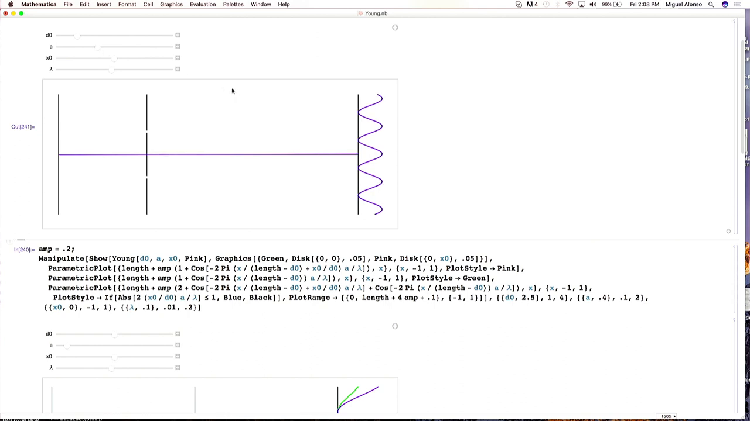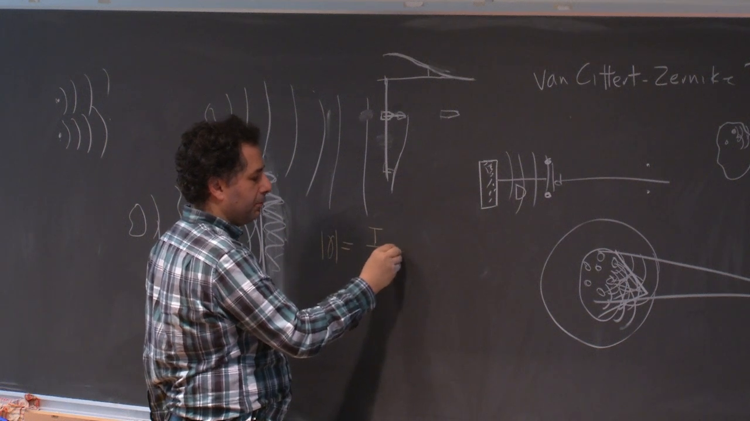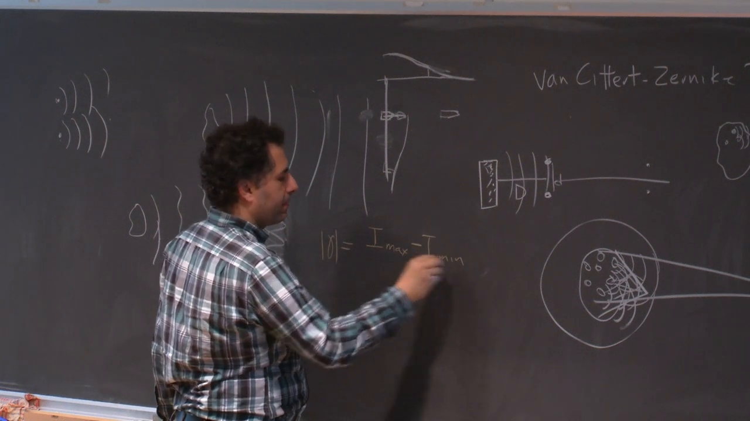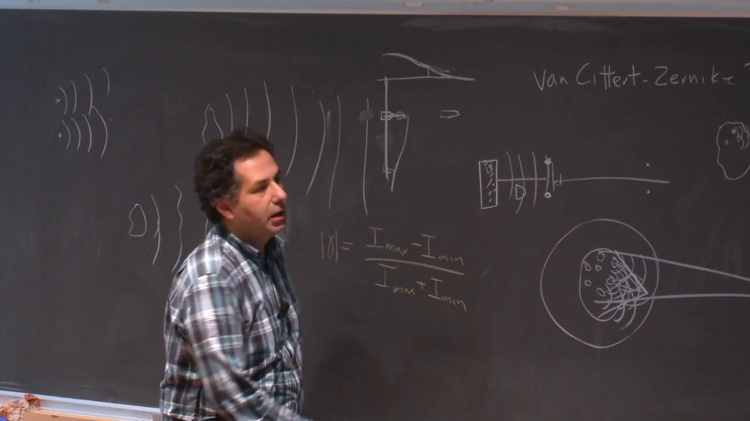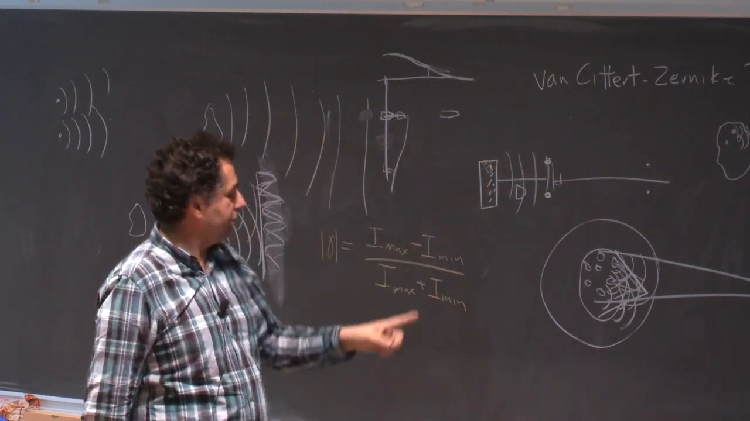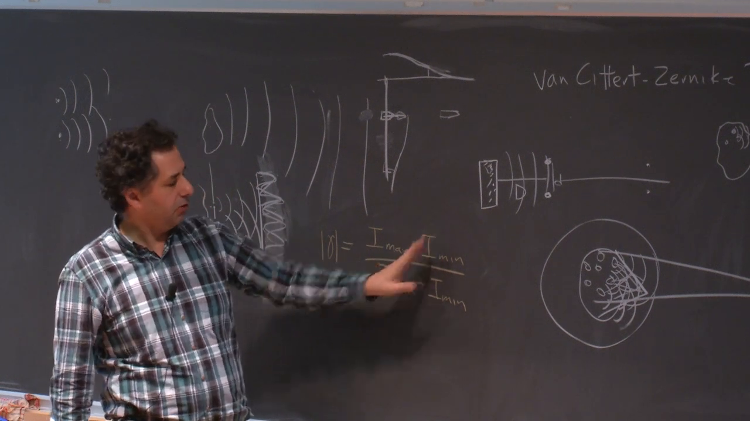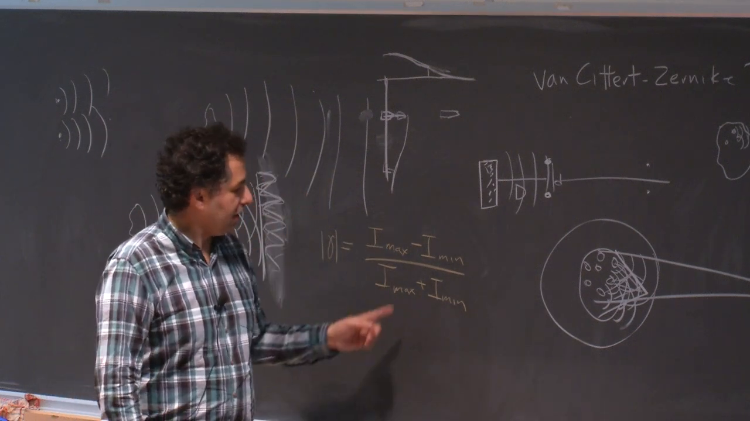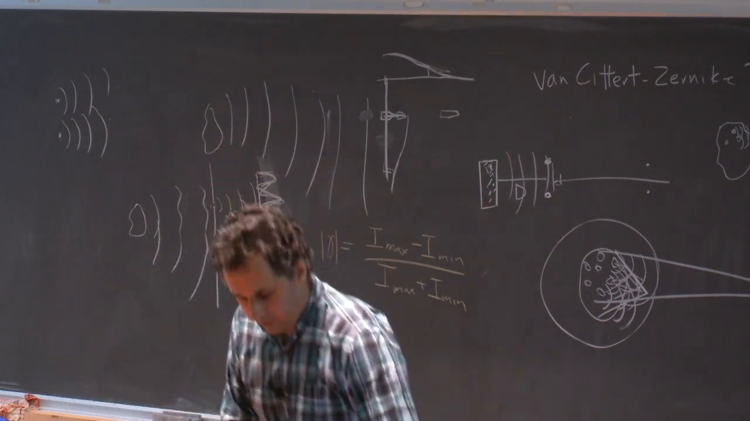What we call coherence has to do with the visibility of these fringes. I have a maximum intensity and a minimum intensity. The degree of coherence, which we call the modulus of gamma, is the intensity maximum minus the intensity minimum, divided by the sum. For this source, it is completely coherent. Why? Because I minimum is equal to zero. So this goes away, and this gives me one. If I minimum is equal to I maximum, that is, if we have a flat pattern, then the coherence between those two points is zero.